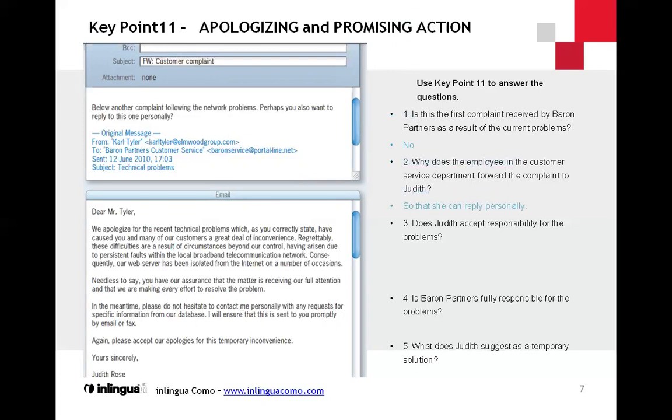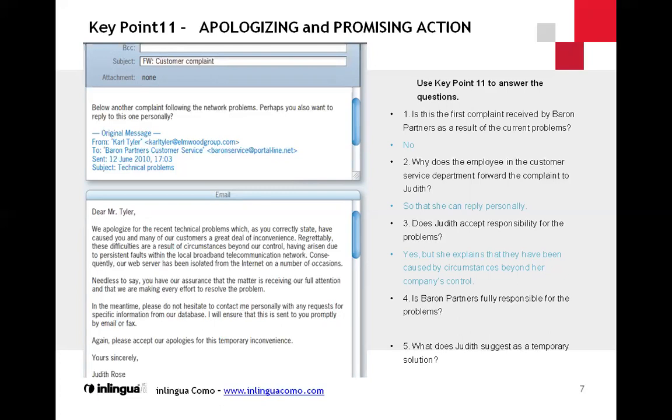So that she can reply personally. Number 3, does Judith accept responsibility for the problems? Yes, but she explains that they have been caused by circumstances beyond her company's control.